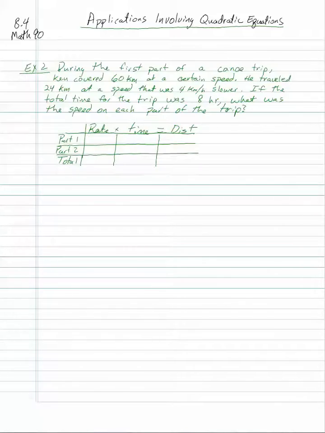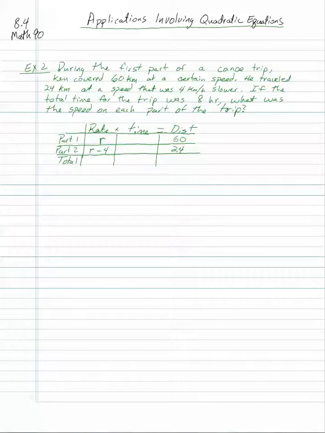And so, just from reading, let's go back and reread it. He covered 60 kilometers at a certain speed. We don't know what that speed is, so we'll just call it R. And then he traveled 24 kilometers at a speed that was 4 kilometers per hour slower. So it's R minus 4.